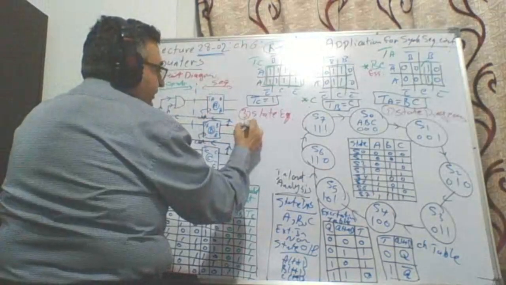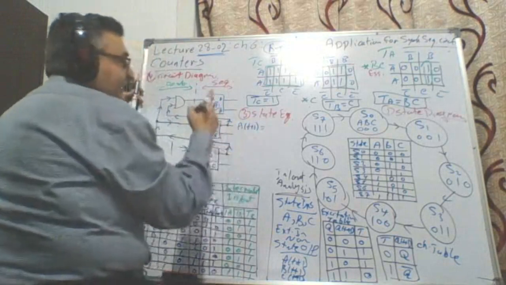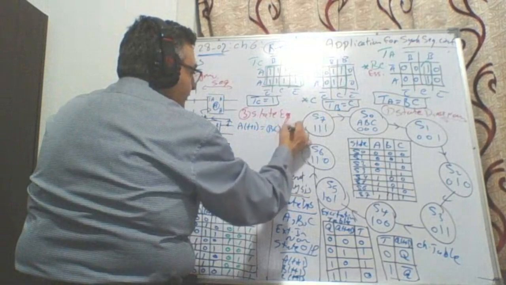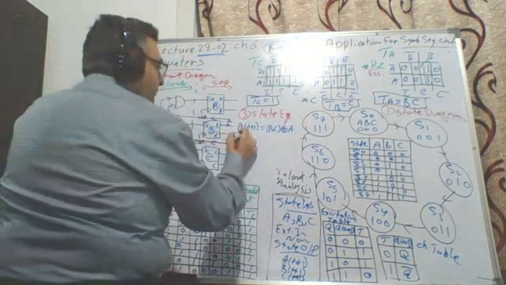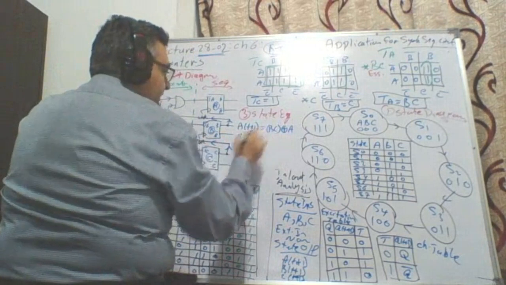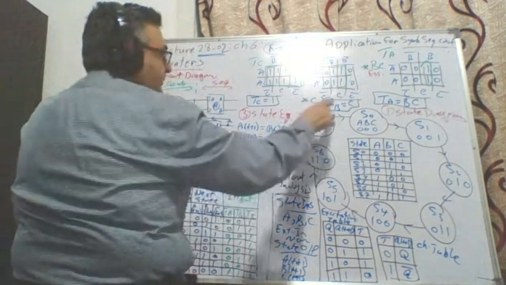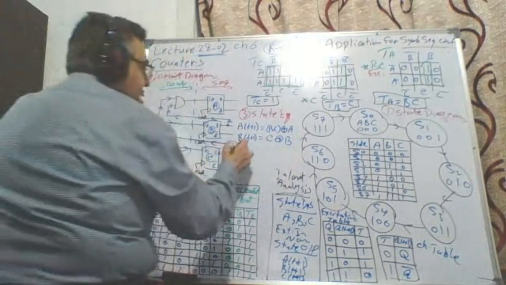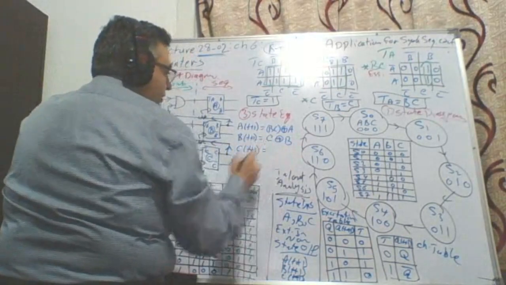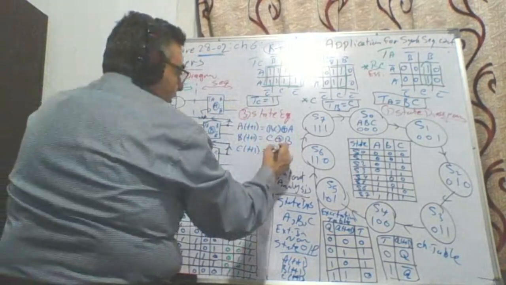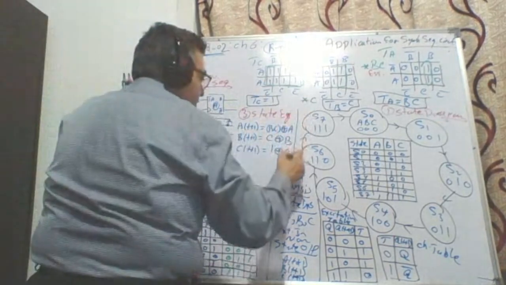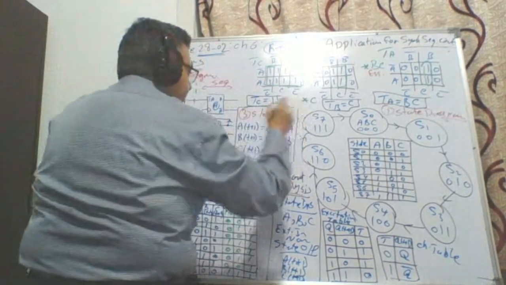State equation tells me that A of t plus 1 equals TA. What's TA? TA is BC XORed with the input A. B of t plus 1 is TB, which is C XORed with B. C of t plus 1 equals TC, which is 1 XORed with C. The 3 equations here represent the state equations.